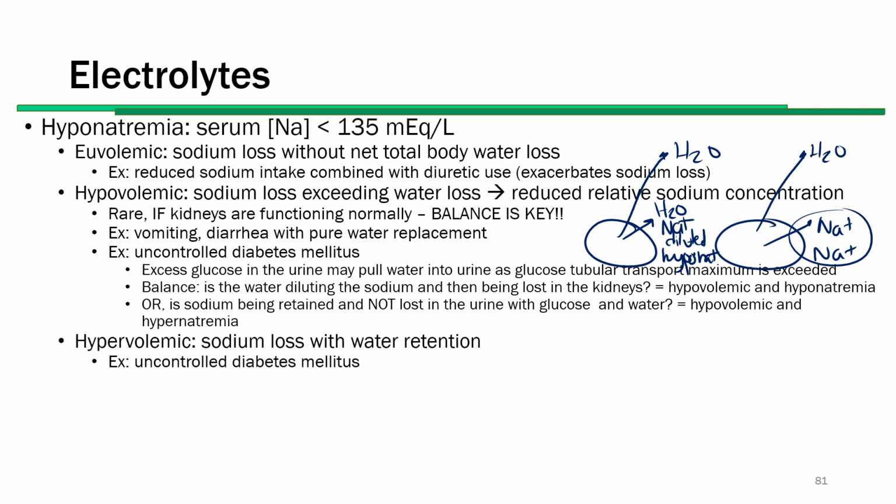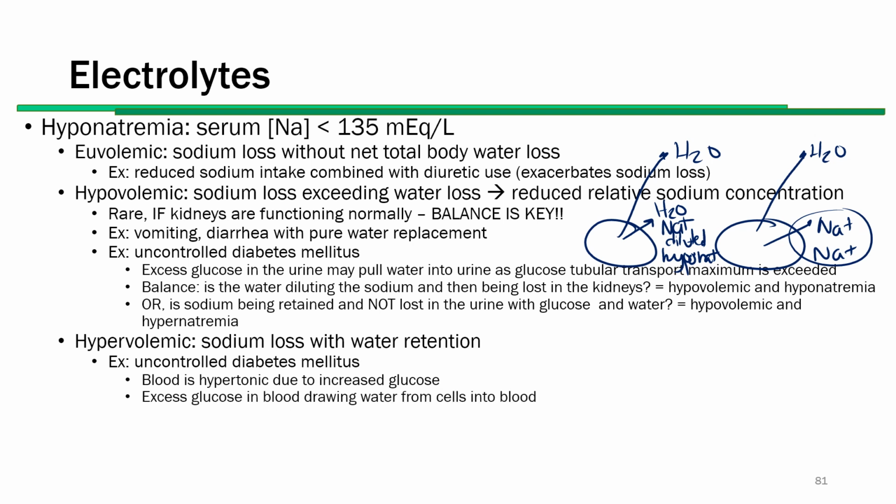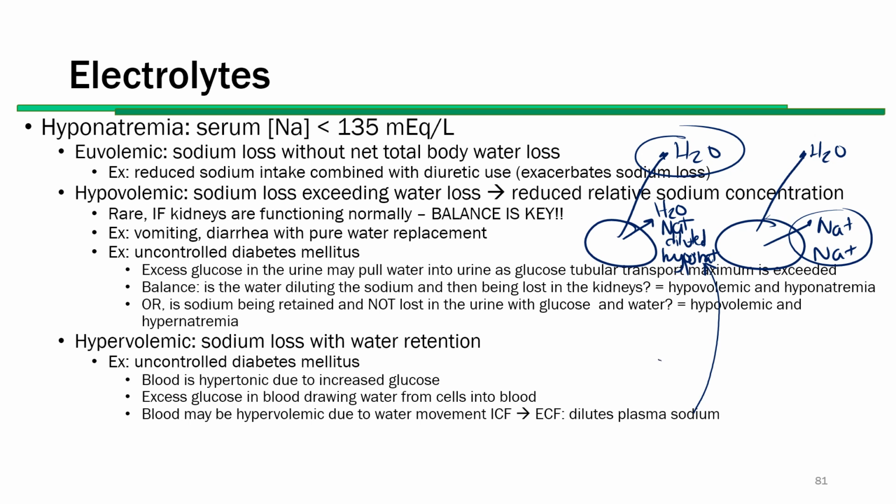Hypervolemic is sodium loss with water retention. So again, uncontrolled diabetes mellitus can cause this. Blood is hypertonic due to increased glucose. Excess glucose in the blood can draw water from the cells into the blood. The blood may become hypervolemic due to water movement intracellular to extracellular, which is going to dilute the plasma sodium, which we saw up here, a dilution. But in this case, the water can be retained, not lost, or not lost yet. So we could go hypervolemic and then become hypovolemic.